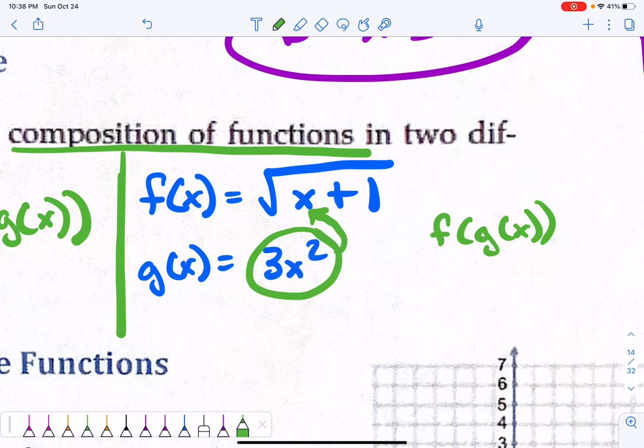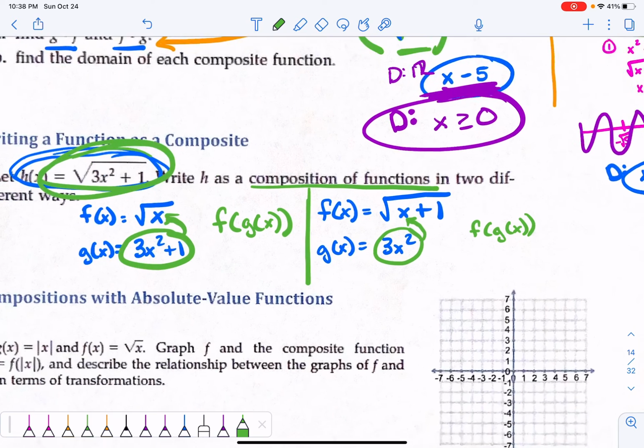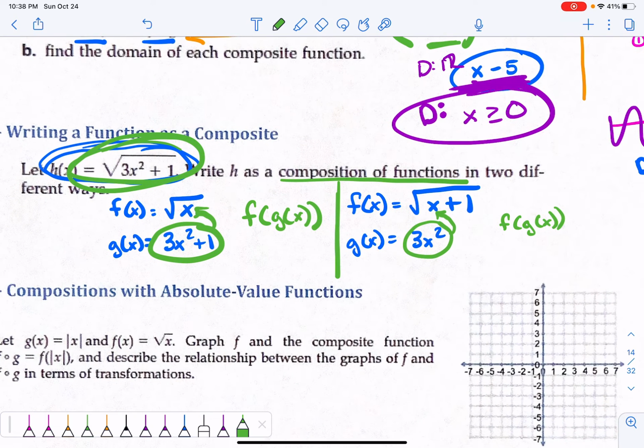And there's probably a couple more different options that we could do, but those are the 2 main ones that I see. So, there's that.